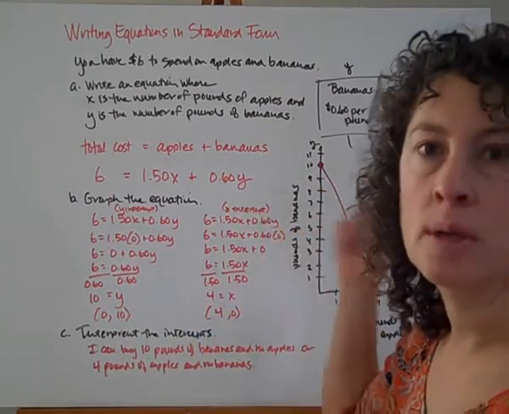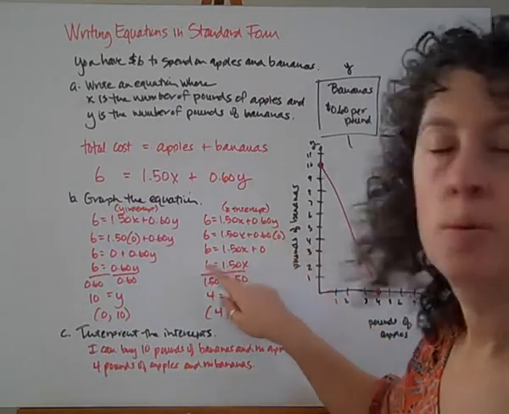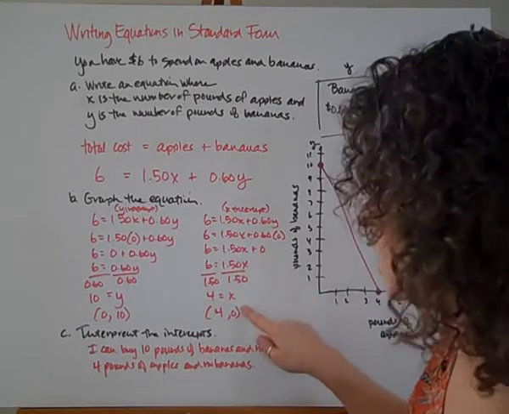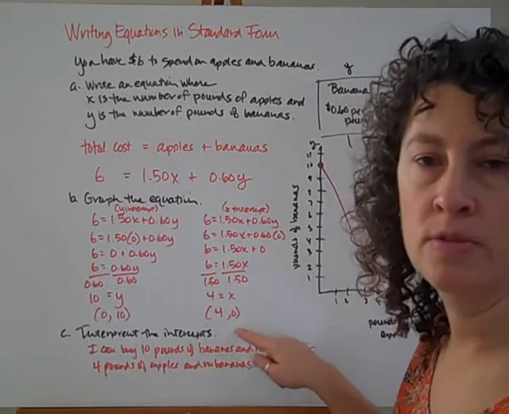To find the x-intercept, I'm going to plug a 0 in for y. So here's my 0 in for y. I end up with 6 equals 1.50x. I divide by 1.50, and I end up with x equals 4. So I have my x-intercept of (4, 0).